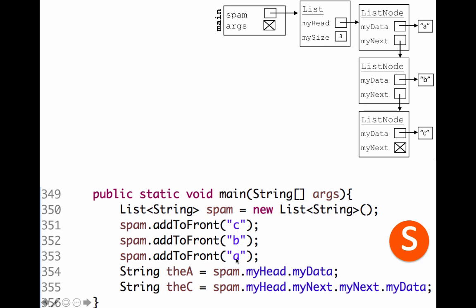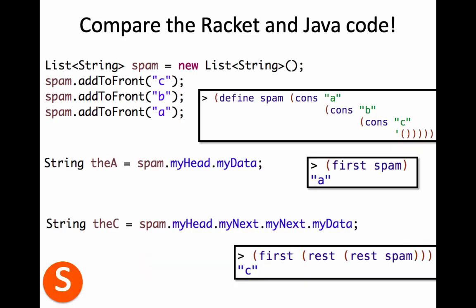If I want to access the A, I follow spam.myhead.myData. And if I want the C, I follow spam, I follow myhead, then I follow my next to get to the one with the B, and then I follow my next one more time to get to the one with the C in it, and then .myData. Here I've got the solution for the Racket version as well.